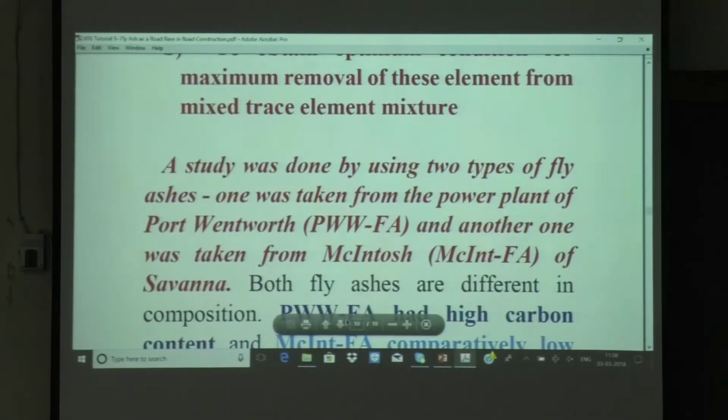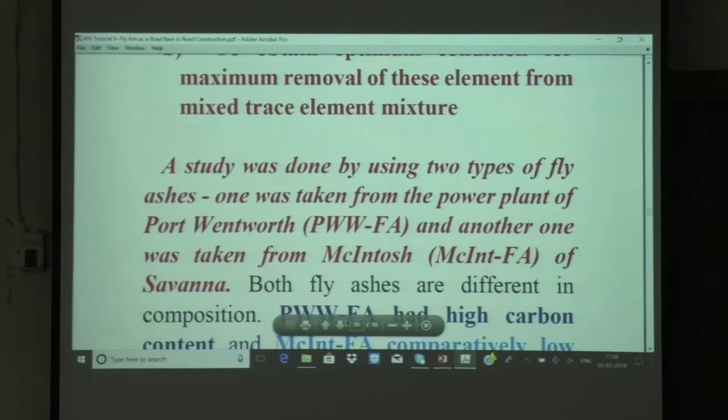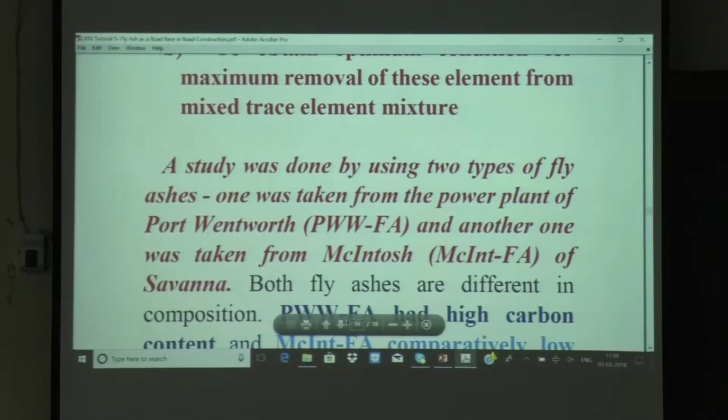So by doing that, they used two types of fly ash. One was taken from the power plant at Port Wentworth zone, another was taken from McIntosh zone of Savannah. All companies will have a number of power plants. Like the work which we did in Cement Australia, they had 5 power plants from where we had taken fly ashes, and we have used all of them, and you have seen today also the analysis and the advantages of those and some disadvantages of some others.